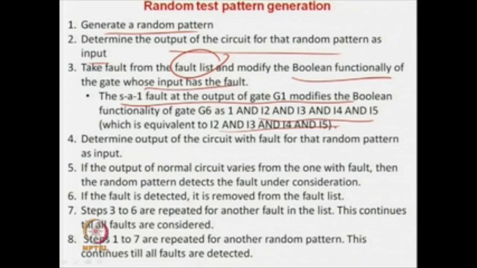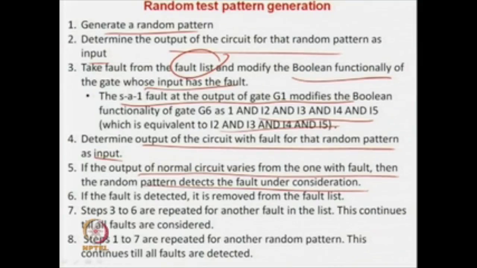Now you determine the output of the changed circuit, that is, the circuit with the fault, for the same random pattern as input. If the output of the normal circuit differs from the one with the fault, then the random pattern detects the fault under consideration. So what we have done is we have taken the circuit, applied a random pattern and recorded the output. Now we change the circuit with the fault, apply the same random pattern, and if we find that the output varies, then that random pattern detects that fault.